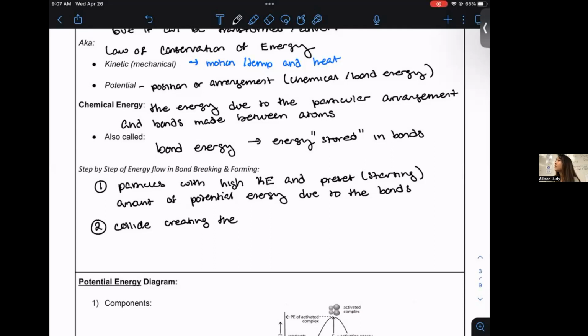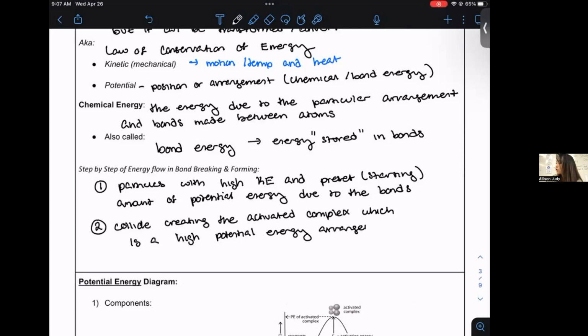Do you guys remember that unique temporary compound that happens through the smashing of particles that last like a nanosecond? The point where you simultaneously bond and break and reform. What do we call that unique arrangement? Activated, okay. Yes, they collide, creating the activated complex, which is a high potential energy arrangement.